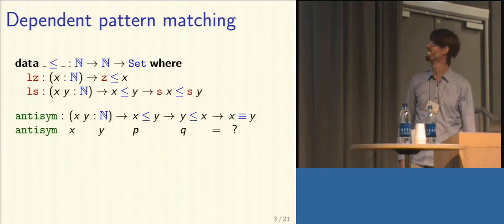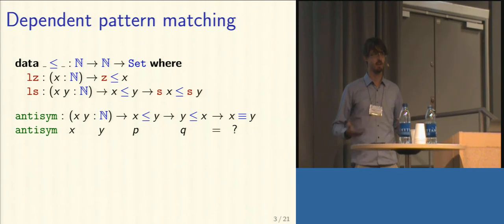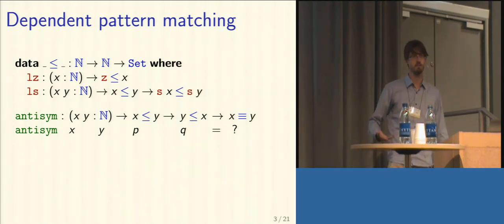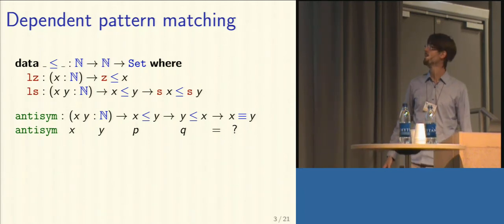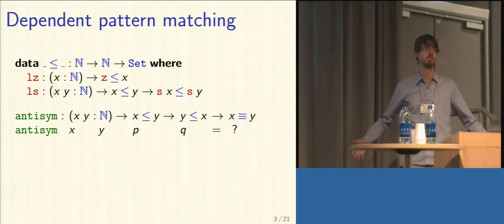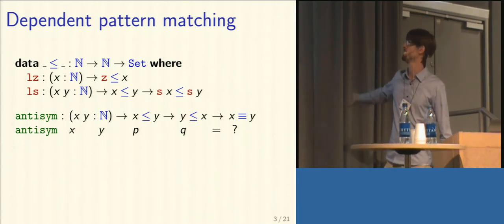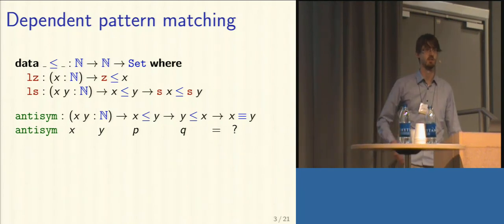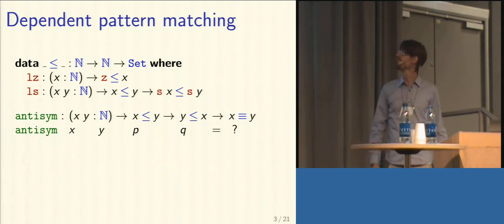So what changes when we go to dependent pattern matching? The basic thing that changes is that we don't have just a regular inductive type, but an inductive family of types, which are indexed by some base type. For example, we can have a data type of proofs that one natural number is less than or equal to another. There are two basic ways of proving this. The first one is that zero is less than or equal to any natural number. The second says that if x is less than or equal to y, then the successors are also less than or equal. These are the two constructors of this data type.